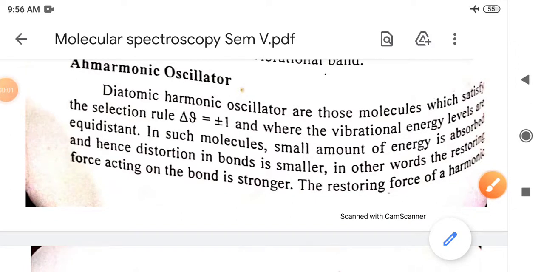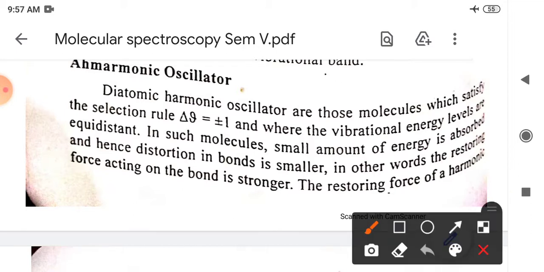So we have seen some introductory part of this anharmonic oscillator. Anharmonic oscillators, we can simply say, do not obey the selection rule for vibrational spectroscopy. And what is the selection rule for vibrational spectroscopy? That is delta V equals plus or minus 1.